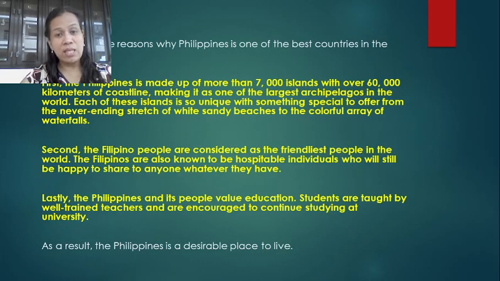So let's go back to the same example, right? So we say that there are three reasons why Philippines is one of the best countries in the world. So the first reason is that Philippines is made up of more than 7,000 islands and over 60,000 kilometers of coastline. So a while ago, I was talking to you about statistics. So this is one example, making it as one of the largest archipelagos in the world. Each of these islands is so unique, with something special to offer, from never-ending stretch of white sandy beaches to the colorful array of waterfalls.